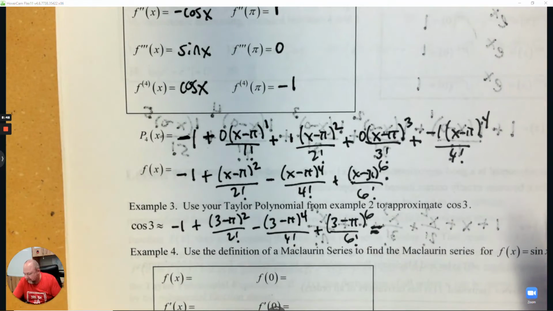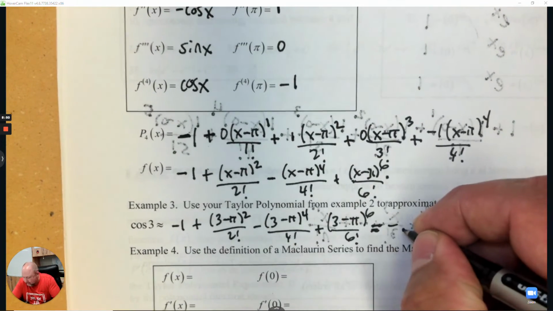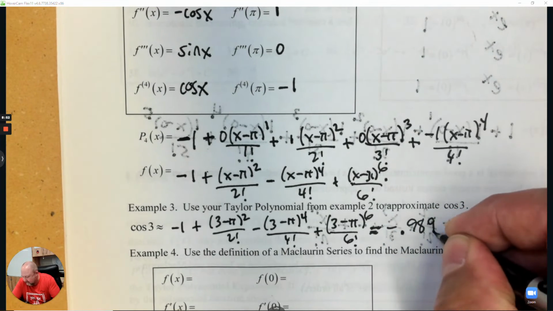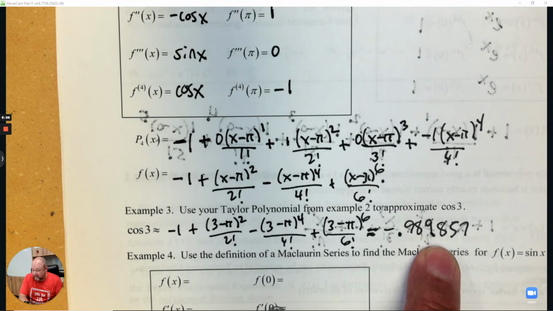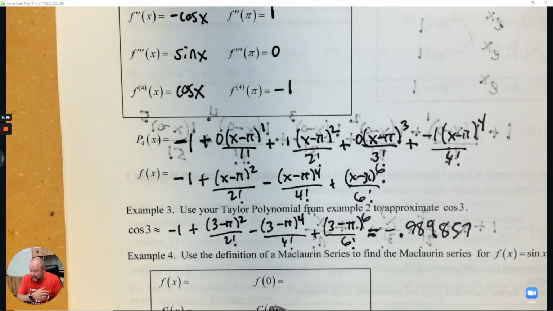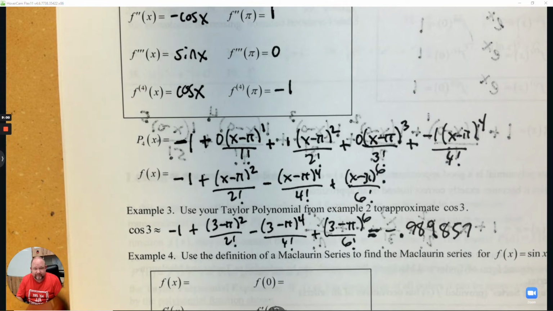And then you'd plug that in your calculator. I'll do it for you. And you get negative 0.989857 and so on. That's the approximation. If you really did cosine 3, it's very close to that value.